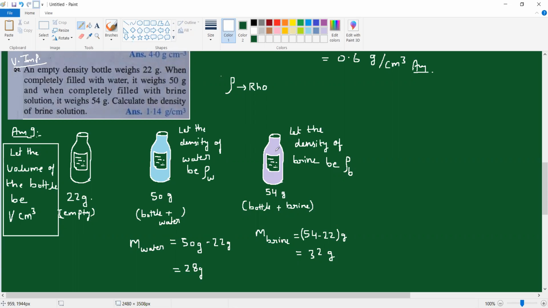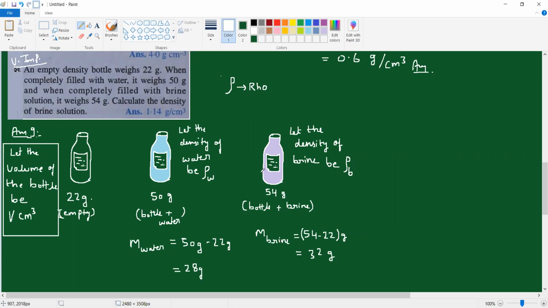Brine solution, and it weighed how much? 54 gram. So the weight of the bottle plus brine is equal to 54 gram. If we subtract the weight of the bottle from 54 gram, we will get the mass of brine. So the mass of brine is 32 gram. And we have assumed the density of brine to be rho B. Rho is the symbol for density and B indicates that it's the density of brine.